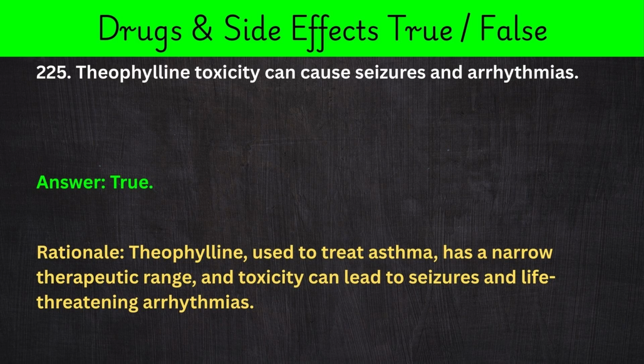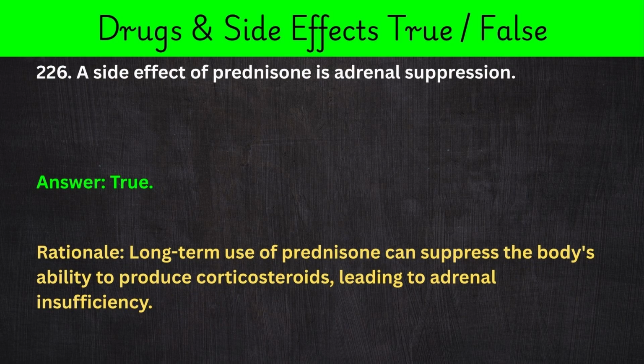Answer: true. Rationale: theophylline, used to treat asthma, has a narrow therapeutic range and toxicity can lead to seizures and life-threatening arrhythmias. 226. A side effect of prednisone is adrenal suppression. Answer: true.